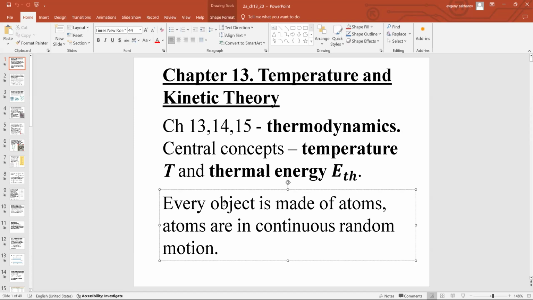And for the molecular kinetic theory, you have to understand that everything is made of atoms and molecules, and those atoms are in continuous, chaotic, or you say random motion. And this motion will be described by temperature and specifically the kinetic energy that temperature represents.